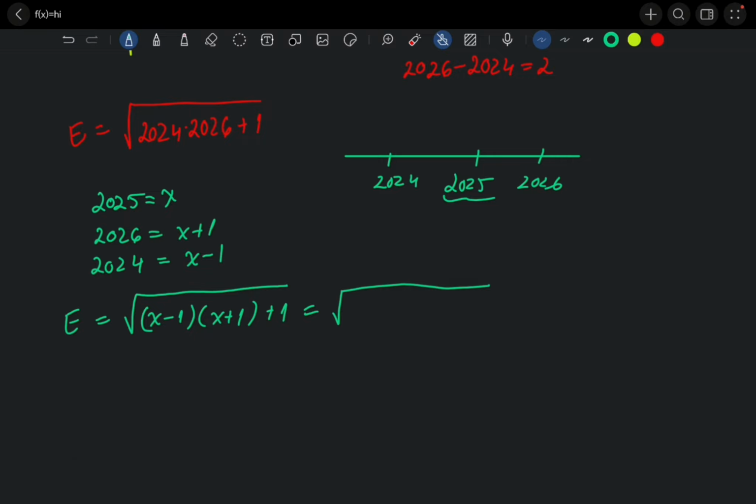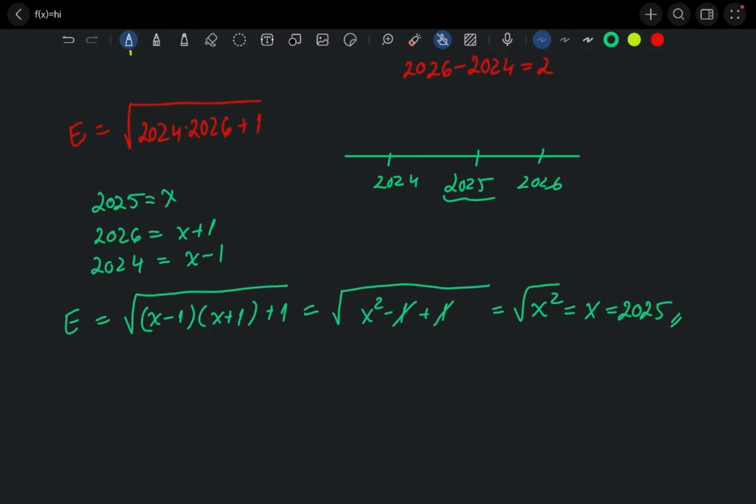We all know, I hope, that it's equal to x squared minus 1 plus 1. Plus 1 and negative 1 cancel each other out, and we get the square root of x squared. x is a positive quantity, so the square root of x squared will be equal to x, which in this case was 2025. Pretty easy, don't you think? And that's how we can eliminate the trouble of multiplying those big numbers.